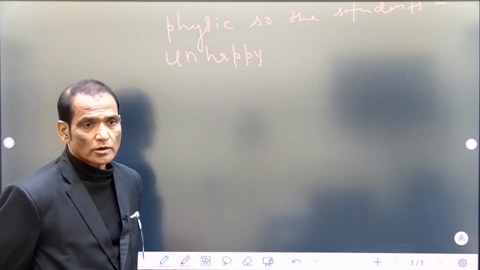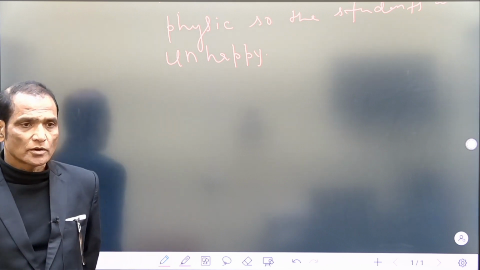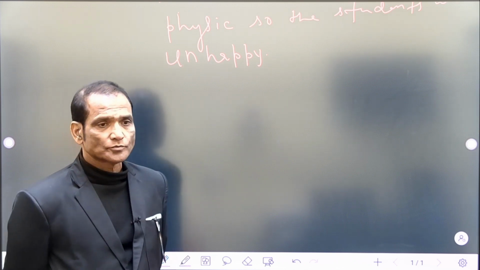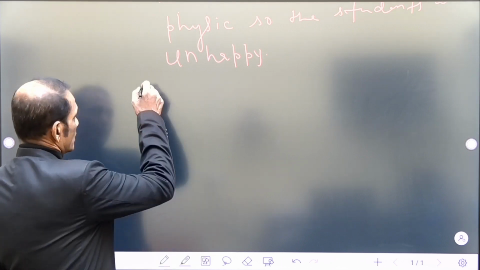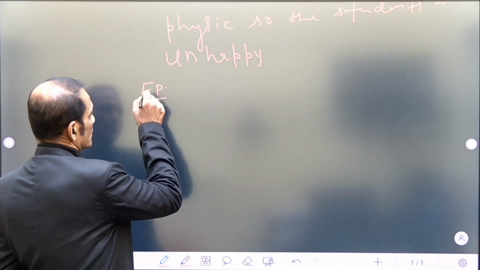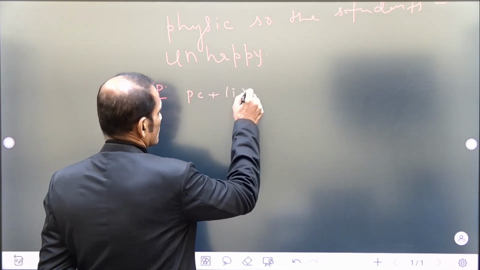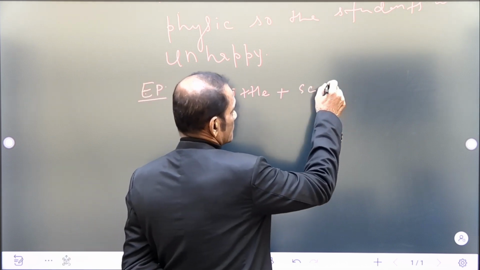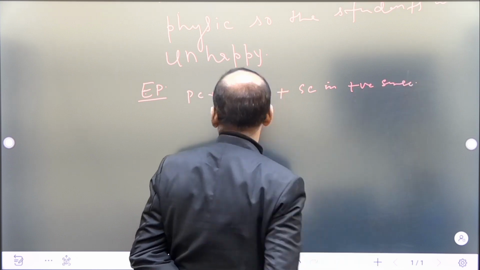As I told you that if your principal clause consists little, then your subordinate clause is in negative sense. So if your subordinate clause is in positive sense, then there is error. So error point EP, I am writing in short. EP means error point. PC plus little plus SC in positive sense. This is error.